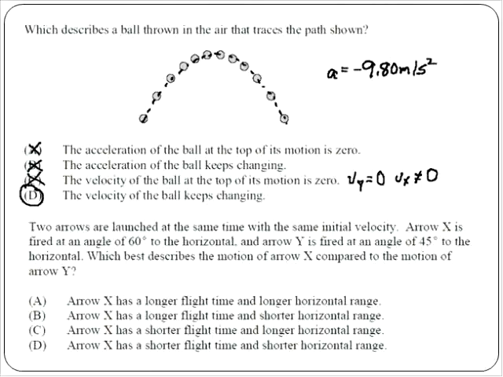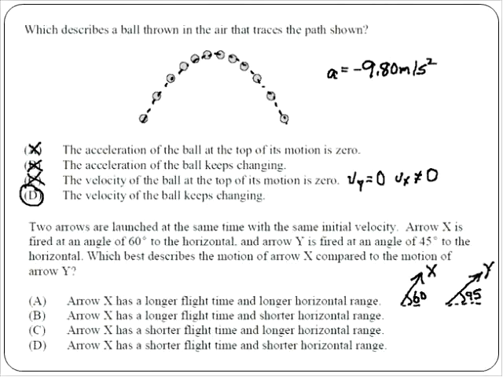We've got two arrows launched at the same time with the same initial velocity. The only difference is the launch angle is different. The first one is launched at an angle of 60 degrees to the horizontal. So arrow X goes up like that at a 60-degree angle. That's arrow X. Arrow Y is launched at a 45-degree angle like that. Okay, this is 45, and that's arrow Y.